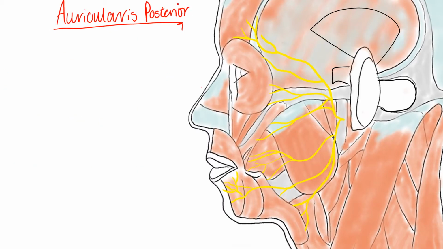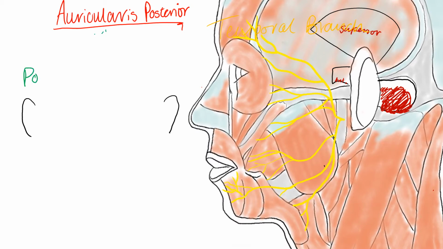Auricularis posterior, I'll just color in for you in red. It is the middle sized muscle of the three auricular muscles. So the largest is superior and the smallest is anterior. Now, auricularis posterior is special as it is not supplied by the temporal branch of the facial nerve. It is actually supplied by the posterior auricular branch of the facial nerve. Now, like the other two muscles, this muscle does not have any action in humans.